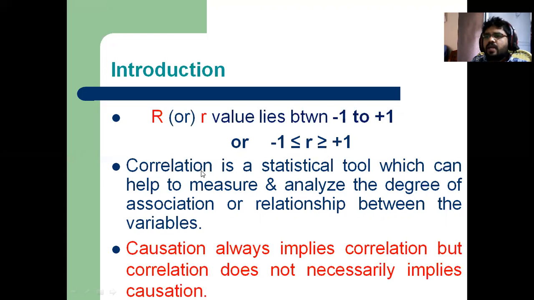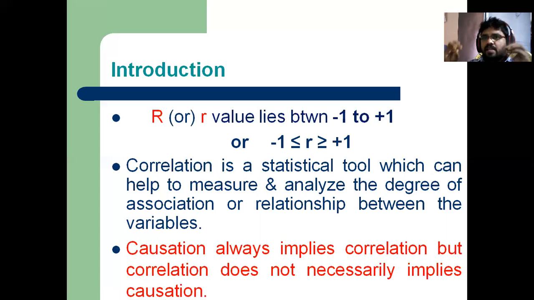Then correlation is a statistical tool. Why do we study correlation? Earlier we discussed measures of dispersion and measures of central tendency. When we measured those values, we took only one variable. We examined how to estimate the mean, median, mode, geometric mean, harmonic mean, range, total deviation, mean deviation, standard deviation, and variance.